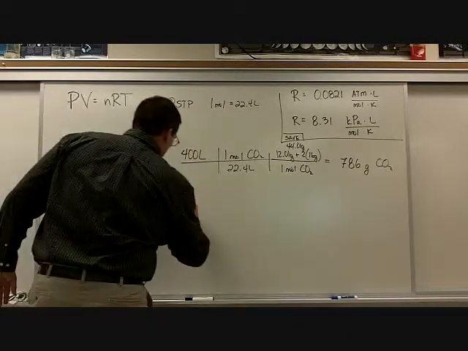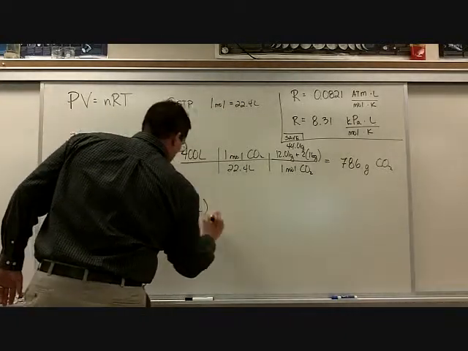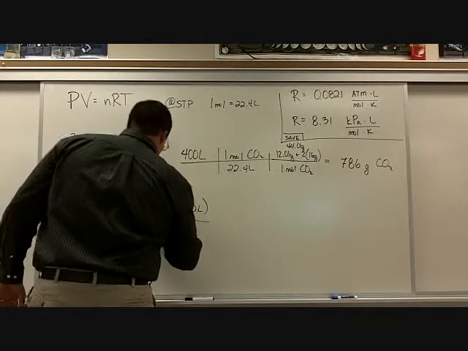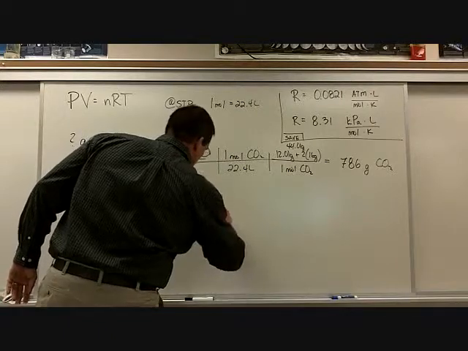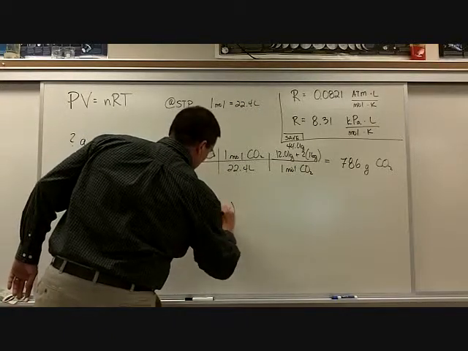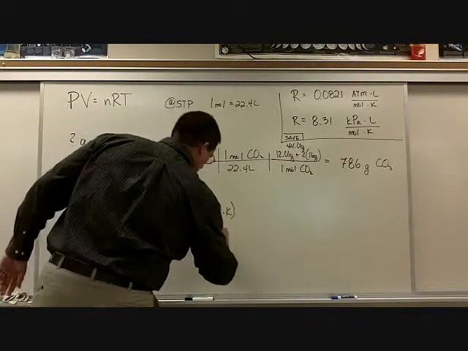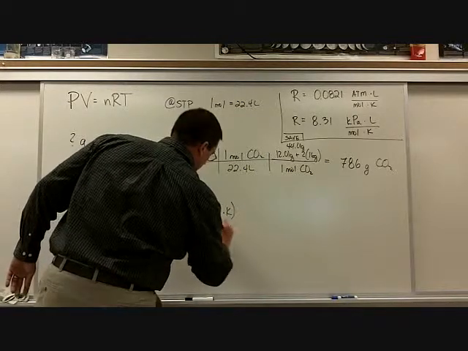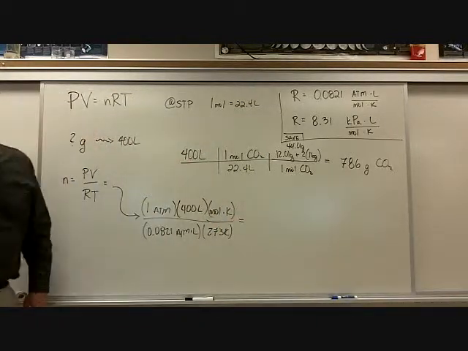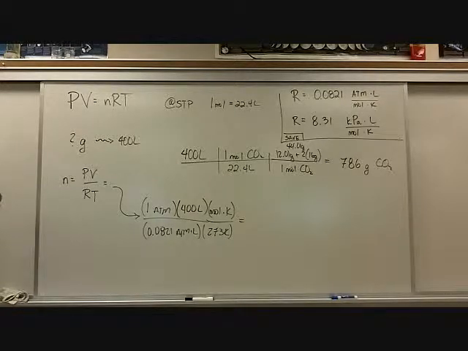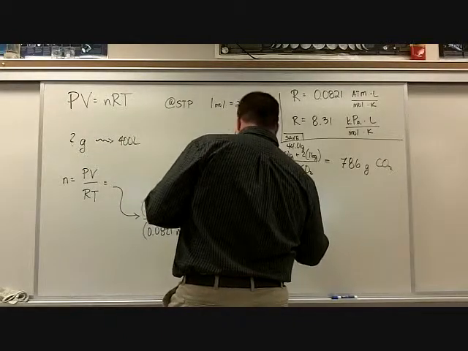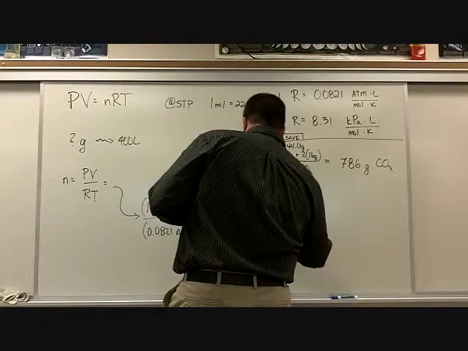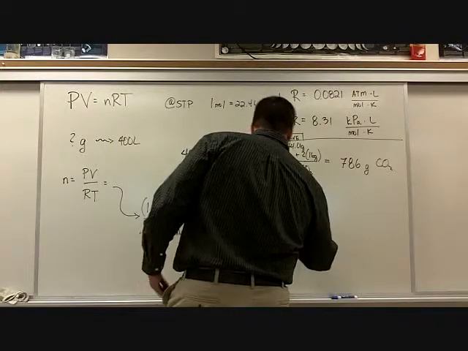And then the volume was 400 liters. The R, since it's at atmospheres, is 0.0821 liter atmospheres per mole Kelvin. And then the temperature is 273. So that'll give us our number of moles, which is, we'll say, 8.6 moles.